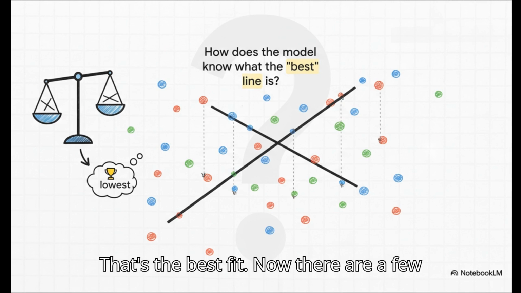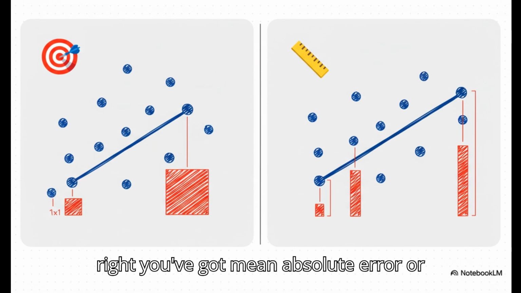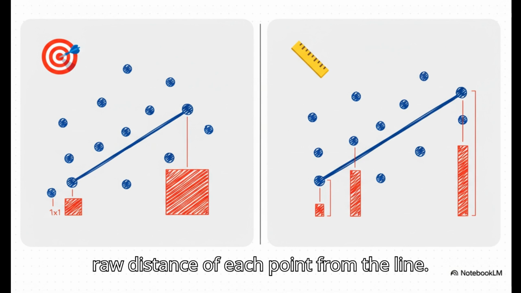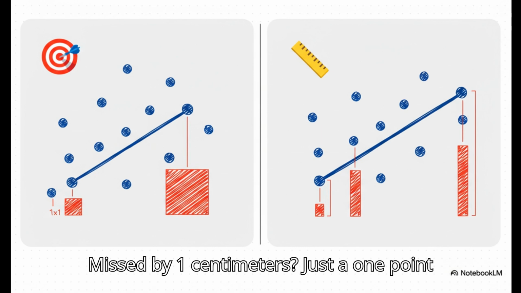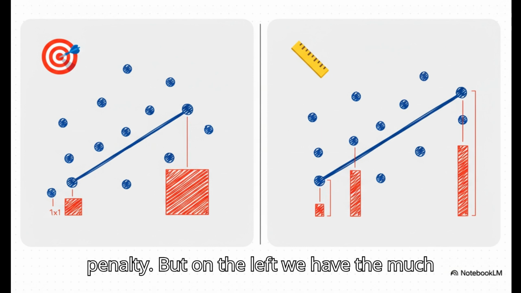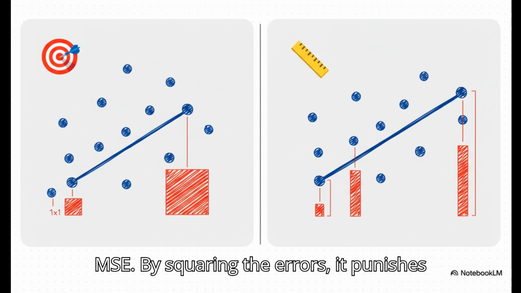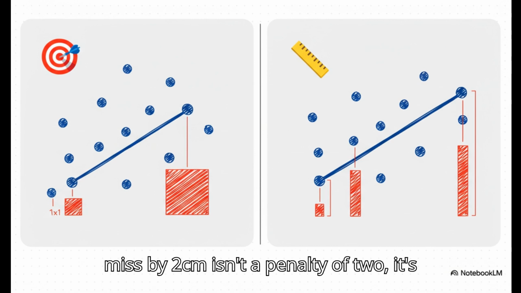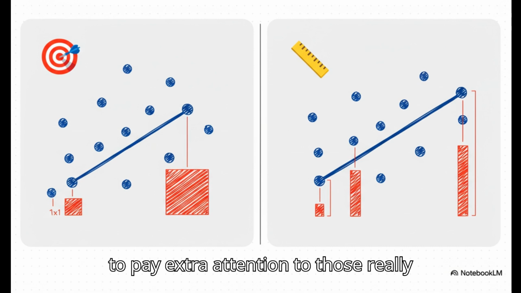That's the best fit. Now, there are a few ways to score these mistakes. On the right, you've got mean absolute error, or MAE. It's simple. It just averages the raw distance of each point from the line. A miss by 1 centimeter is just a 1-point penalty. But on the left, we have the much more common method, mean squared error, or MSE. By squaring the errors, it punishes big mistakes way more than small ones. A miss by 2 centimeters isn't a penalty of 2, it's a penalty of 4. This forces the model to pay extra attention to those really bad guesses.